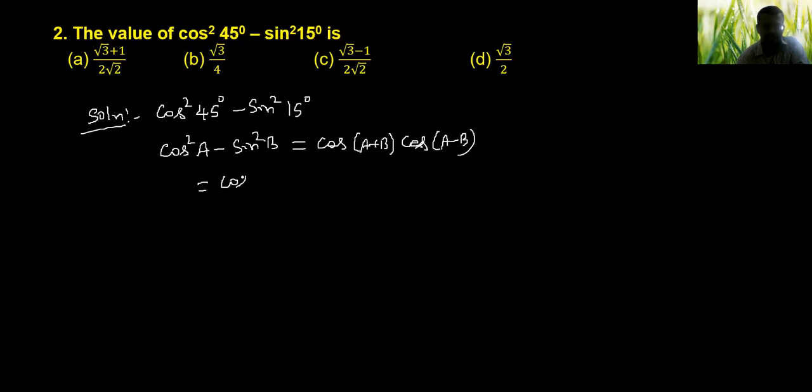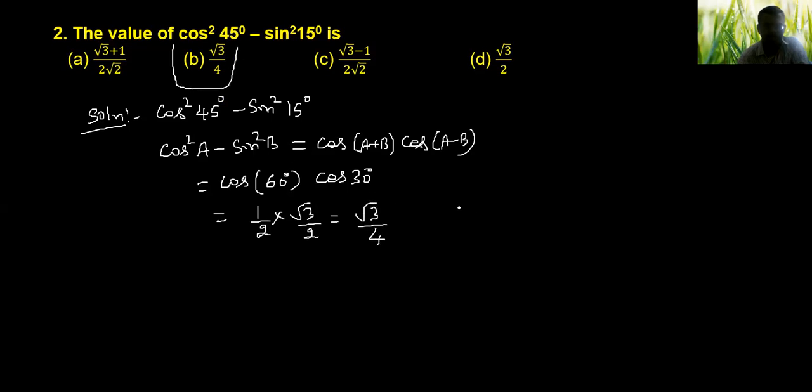Now what do you get? Cos of A plus B, A plus B means 45 plus 15 is 60, into cos of A minus B, 45 minus 15 is 30. So cos 60 is 1 by 2 into cos 30 is root 3 by 2. The final answer is root 3 by 4. So root 3 by 4 is option B. So question number 2, option B is the answer. Now let us move to the next question.